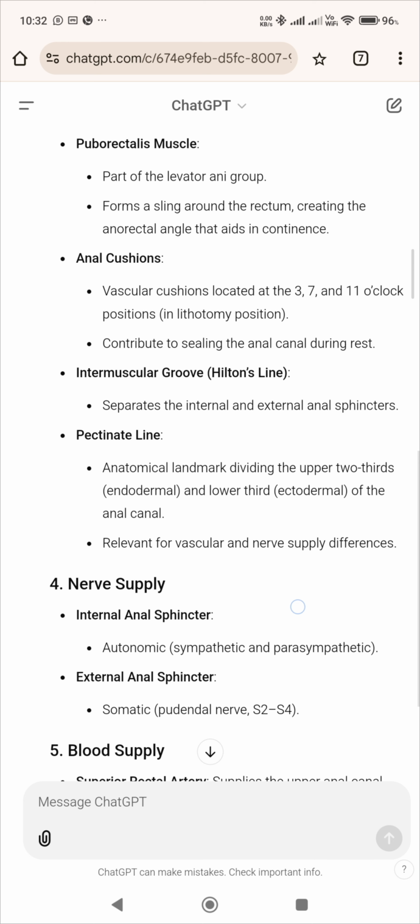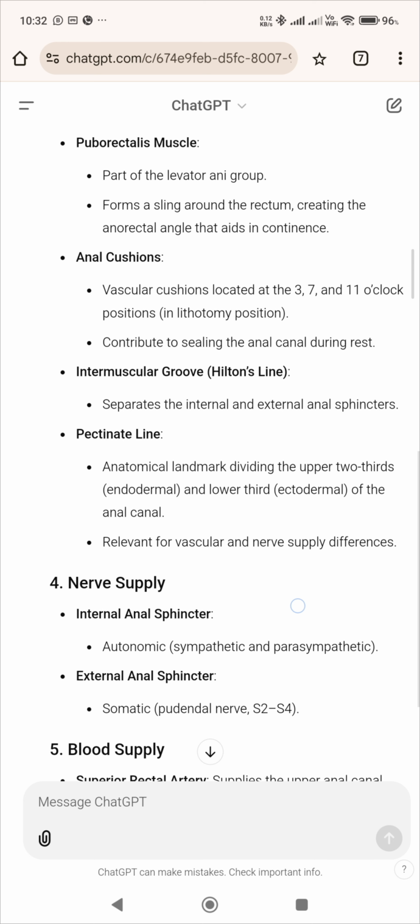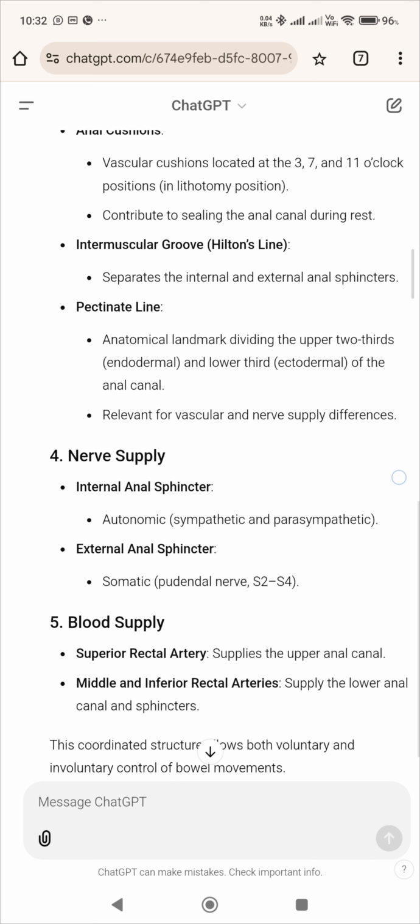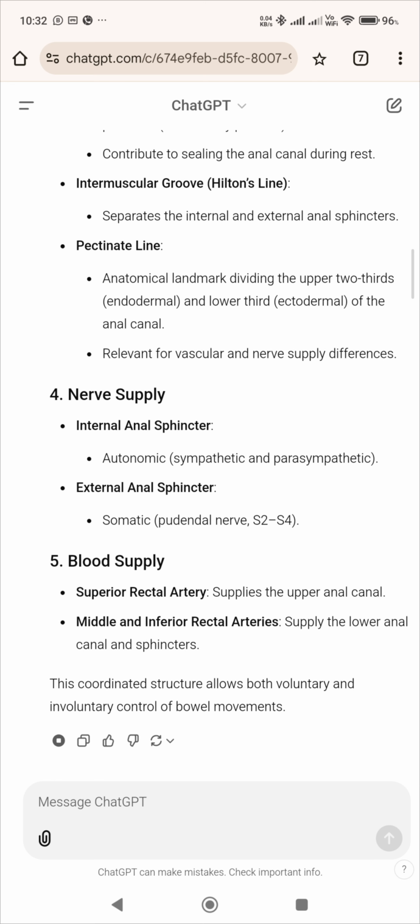Anal cushions, vascular cushions located at the 3, 7, and 11 o'clock positions in lithotomy position, contribute to sealing the anal canal during rest. Intermuscular groove, Hilton's line, separates the internal and external anal sphincters. Pectinate line, anatomical landmark dividing the upper 2/3 endodermal and lower third ectodermal of the anal canal, relevant for vascular and nerve supply differences.